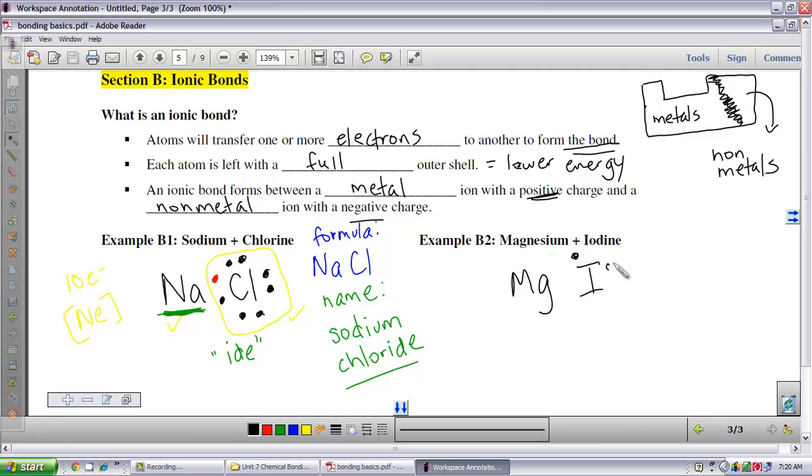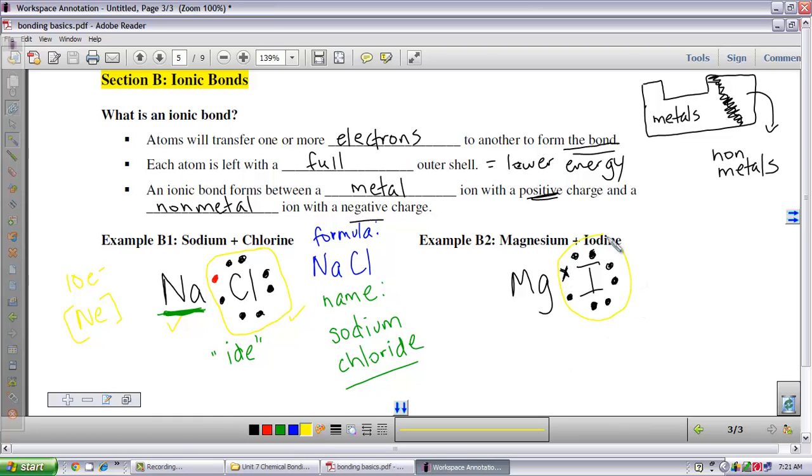Iodine has 7 valence electrons. And remember, when you're doing the dot diagrams, don't just use tiny little dots because it's hard for your teacher to see those. You actually have to fill in these big bubbles. All right, so iodine is going to get this electron right here. This X represents magnesium's electron. So now iodine has a full outer shell.